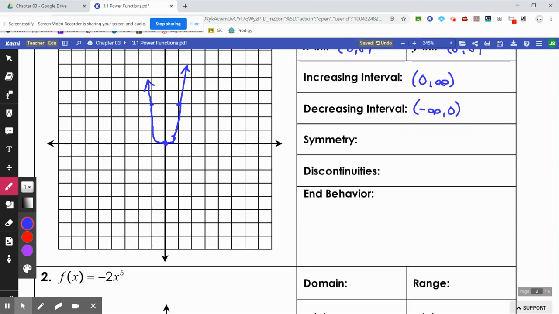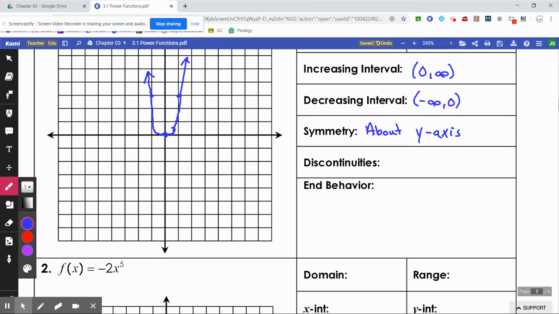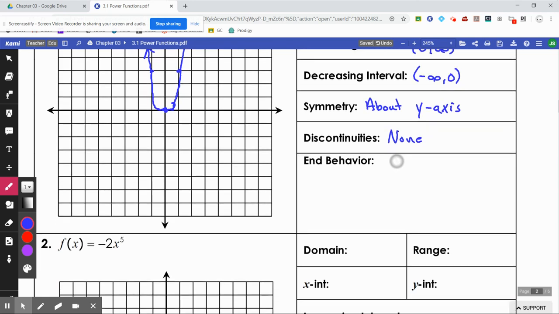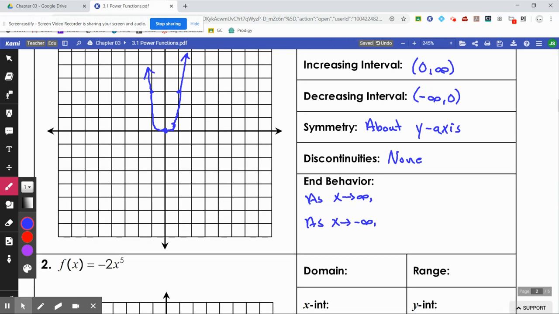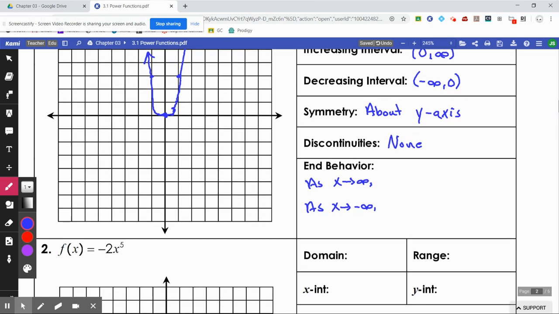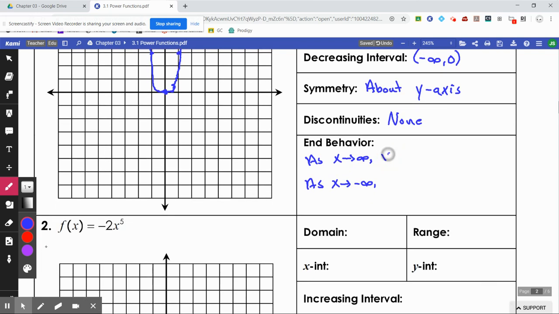It's going to have symmetry about the y-axis because this is an even function. It's an even power. Discontinuities, there are none. There are no breaks. There are no jumps. And we should know these end behaviors eventually by heart. But if it's an even function, as x goes to the right, your y will go up. As x goes to the left, your y will go up as well.